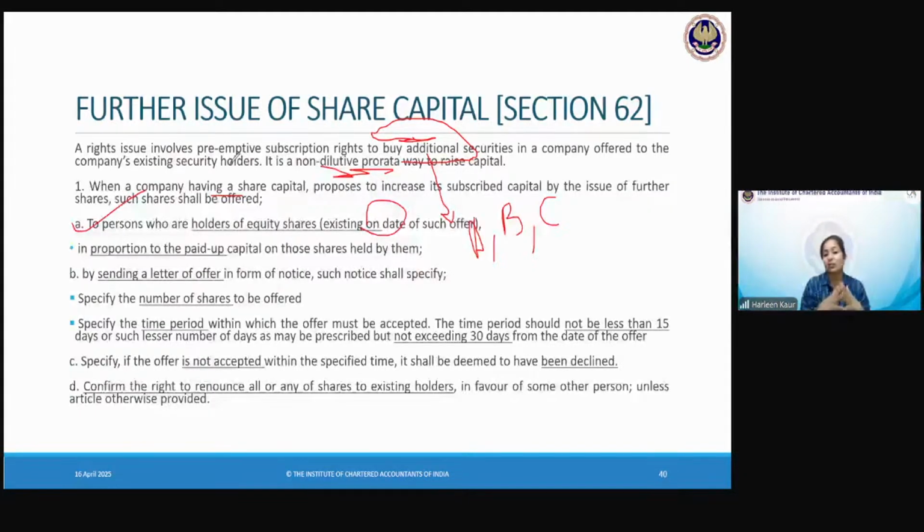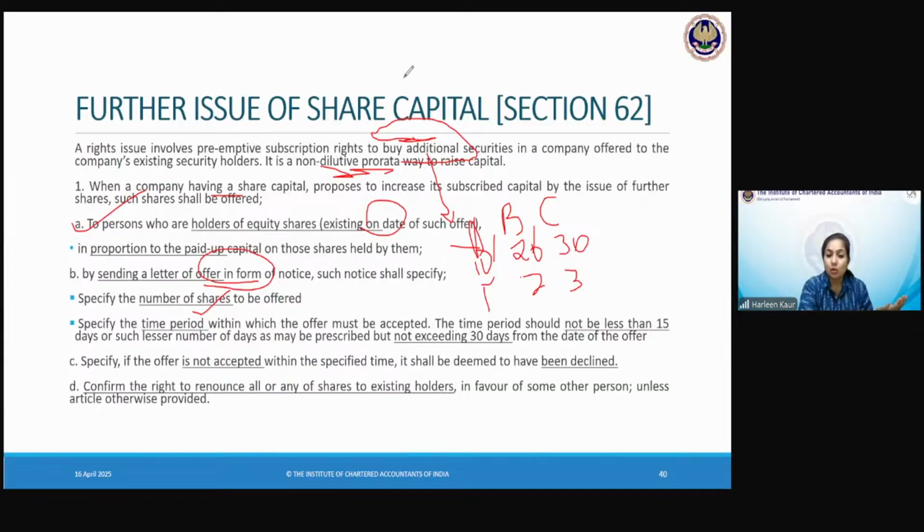Now, how will this rights issue be made to them? Will you give them a call, or publish on social media, or will some ad be there? No. You have to send a letter of offer in the form of a notice. So a notice will be sent by the company to A, B, and C, specifying the number of shares to be offered. Say, for example, one holds 10,000 shares, another 20,000 shares, another 30,000 shares. So in the ratio of their percentage of the share capital that they're holding, they will be given additional rights of, say, 1, 2, and 3, whatever the percentage the company is going to calculate.